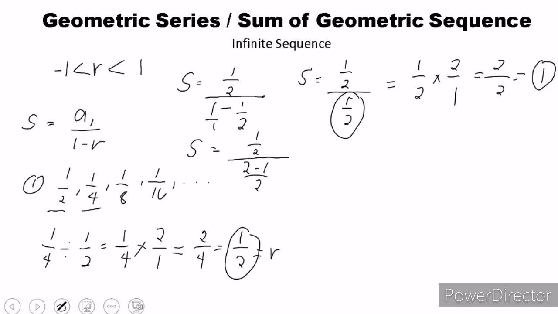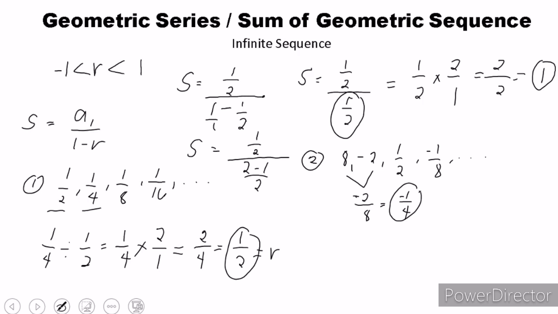Example number 2. So, we have 8, -2, 1/2, -1/8, and so on. Okay, so the first thing that we need to do is to get the common ratio. So, pwede nating i-divide ito dito. So, ang gagawin ko lang ay -2 divided by 8 is equal to, simplify lang natin, kasi hindi naman sila pwedeng i-divide, -1 over 4. So, ang common ratio natin ay -1/4.